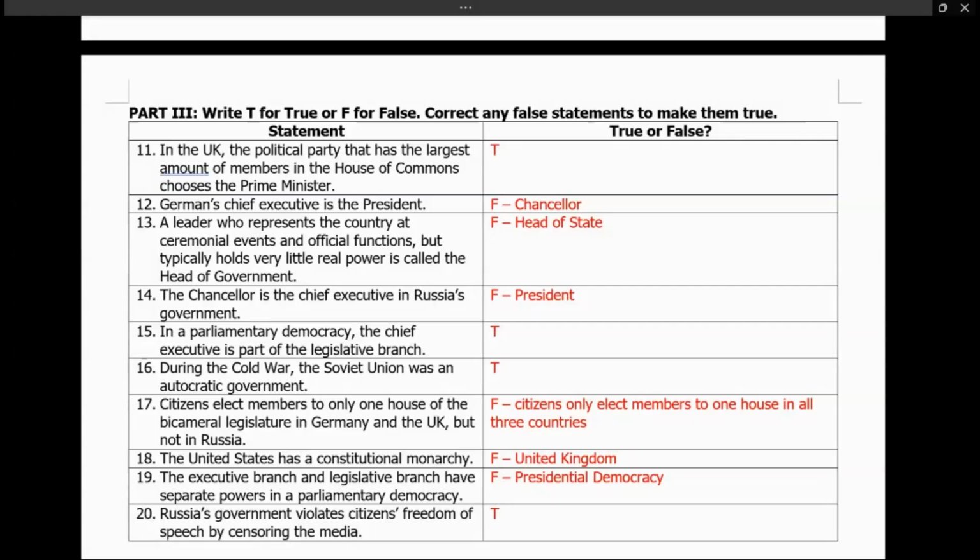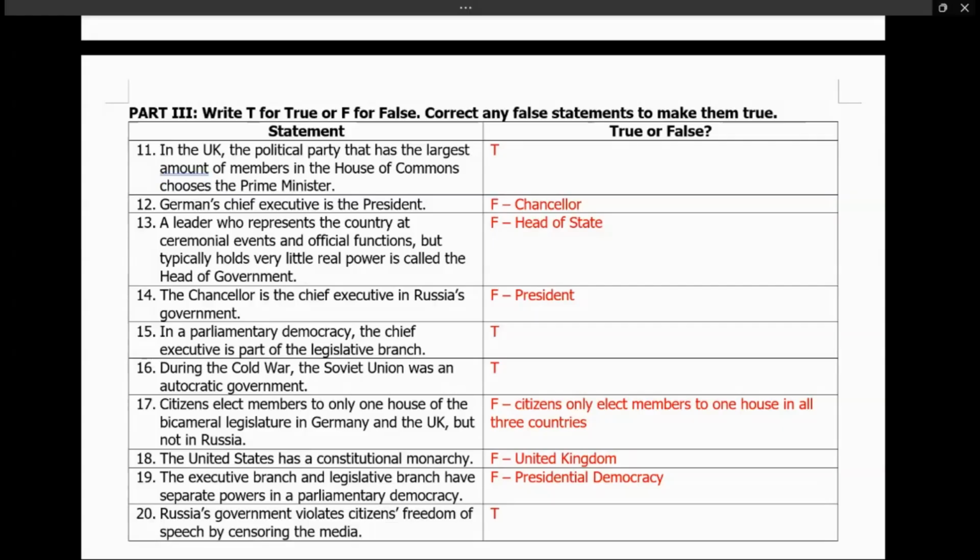We know during the Cold War, the Soviet Union was in a state of dictatorship where citizens did not have any rights and they just had to follow orders. And we know that Gorbachev changed the Soviet Union back to Russia, making it more of a presidential democracy. But yes, during the Cold War, the Soviet Union was an autocratic government.